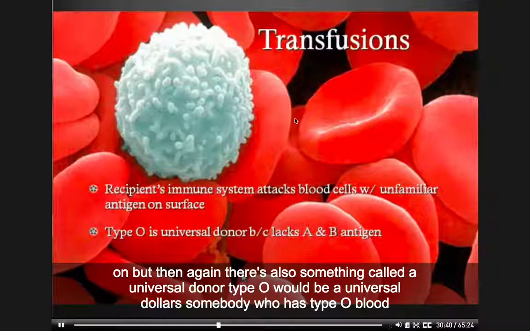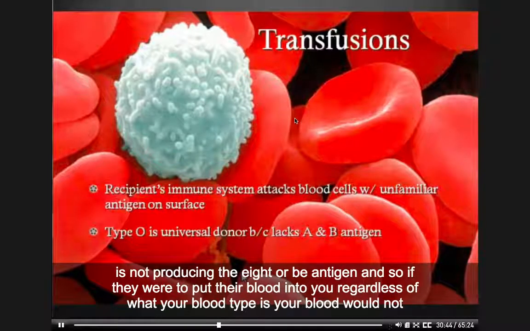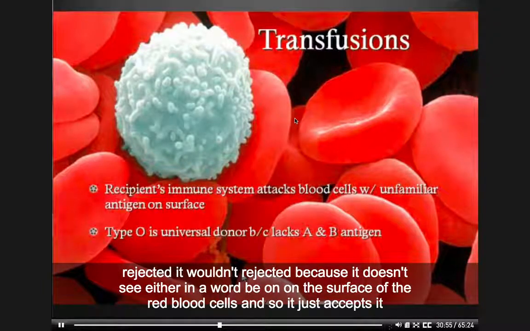Type O would be a universal donor. Somebody who has type O blood is not producing the A or B antigen. And so if they were to put their blood into you, regardless of what your blood type is, your blood would not reject it. It wouldn't reject it because it doesn't see either an A or a B on the surface of the red blood cells, and so it just accepts it.